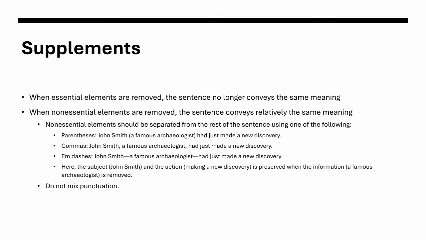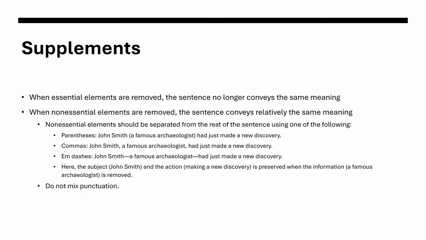Supplements. When an essential element is removed from a sentence, the sentence no longer conveys the same meaning. When a non-essential element is removed, the sentence conveys relatively the same meaning. So an essential element is something that basically will ruin the sentence if you don't have it in there. Whereas a non-essential element will not ruin the sentence if you don't have that in there. How do you indicate what is a non-essential element, and when should we use them?